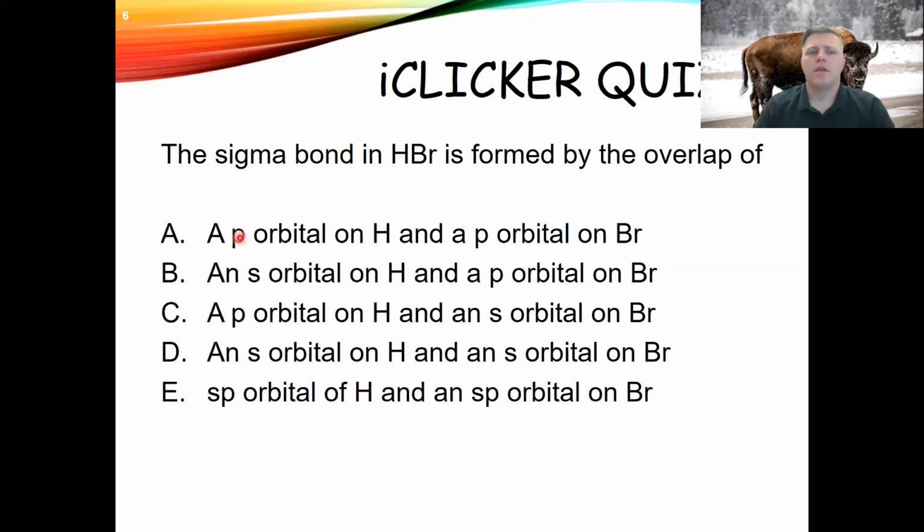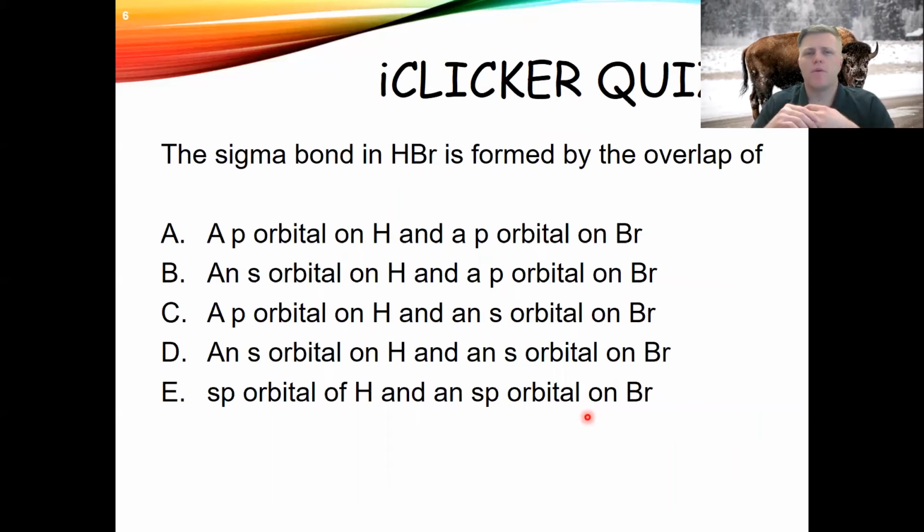All right, is it a p orbital on hydrogen and a p orbital on bromine, an s orbital on hydrogen and a p orbital on bromine, a p on the hydrogen and s on the bromine, an s on hydrogen and an s on bromine, or an sp orbital on hydrogen and an sp orbital on bromine? Well, if you don't know what that last one means, that's because I haven't taught it to you yet.